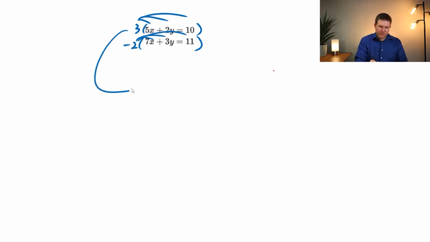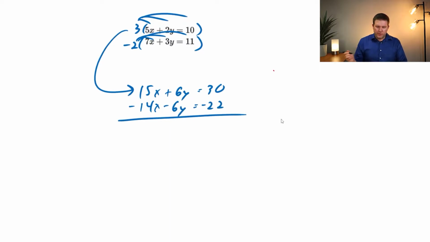I'm going to go ahead and write the results down here. So we've got 15x plus 6y equals 30. Bottom is negative 14x, negative 6y, equals negative 22. And you'll go ahead and add those. 15x minus 14x is 1x. Those 6y's are gone. And then 30 minus 22 is 8. We've got our first variable.